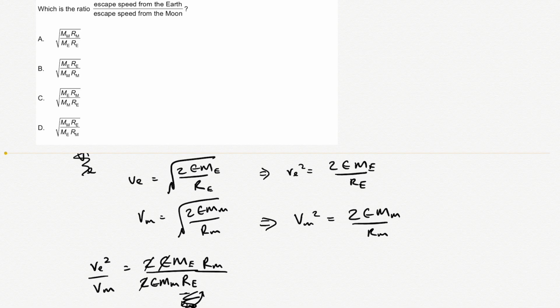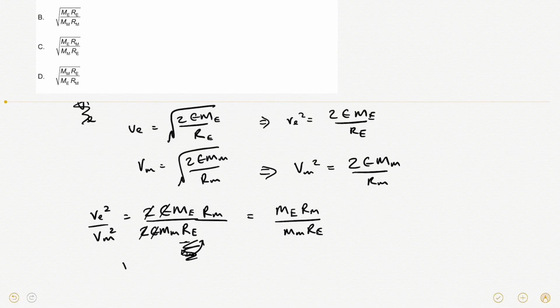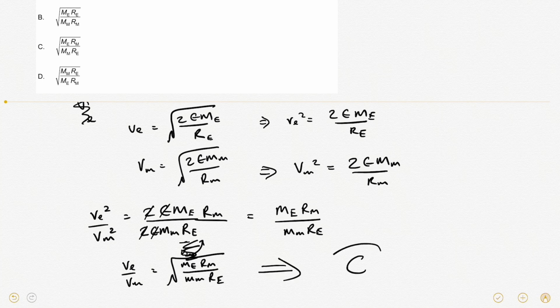These factors can be cancelled, those factors can be cancelled. And we have ME RM over MM RE. And that's of course when it's squared. So let's take the square root of both sides, and we end up with VE over VM gives us one big giant square root of ME RM over MM RE. Let's go up to the answers, and we're looking at our answer is C.